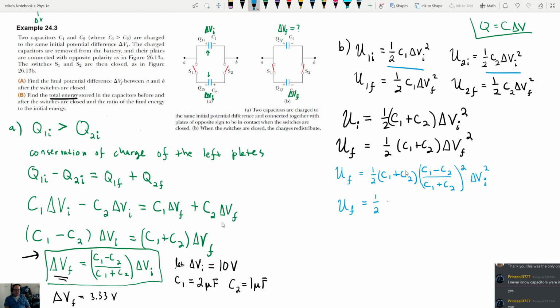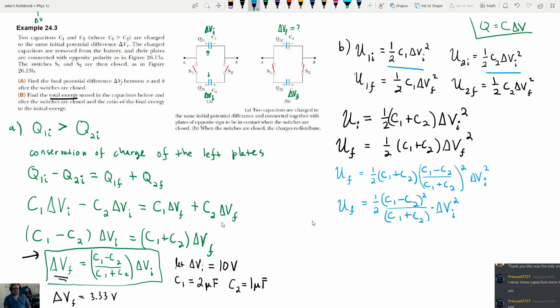All right, so C1 plus C2 cancels out with this. We get C1 minus C2 squared. And then there'll be one more C1 plus C2 in the denominator. It's not squared, like this. And all of that's times delta V initial.